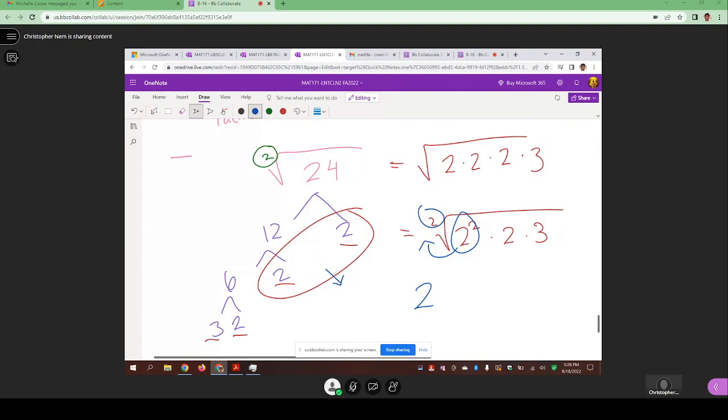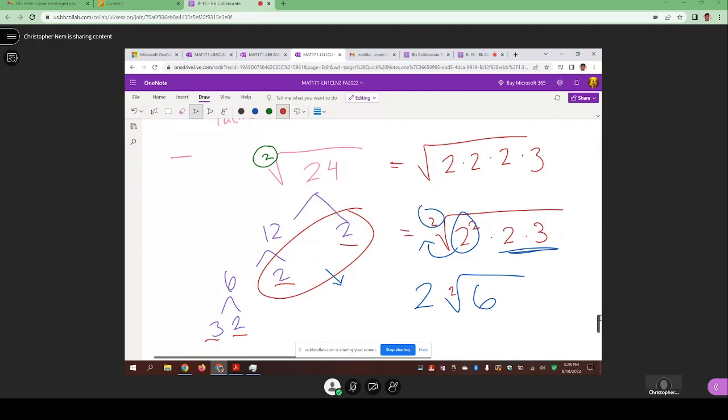Pull the representation. And now, these guys were isolated. They stay inside your radical. So they stay inside. And 2 times 3 is 6. Boom. And be careful. This is not 2 squared. This is the root 2 right here. So don't get that confused.